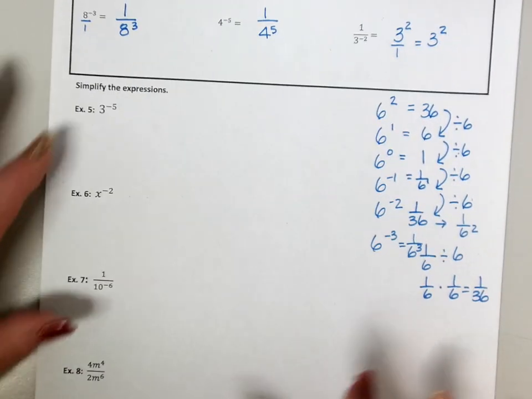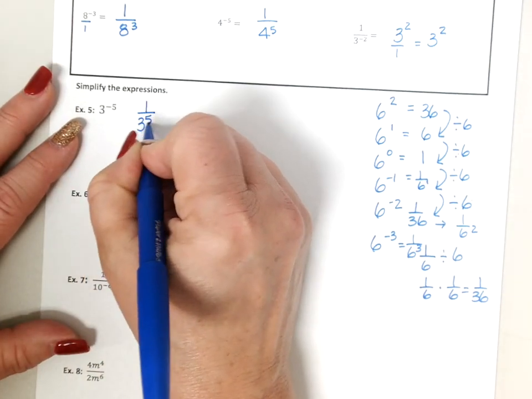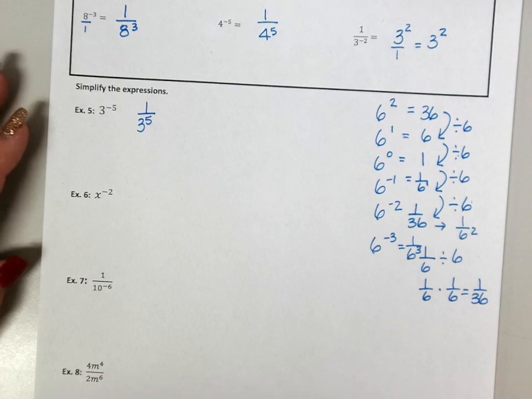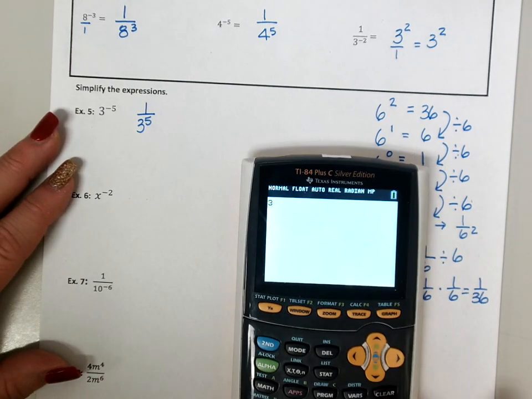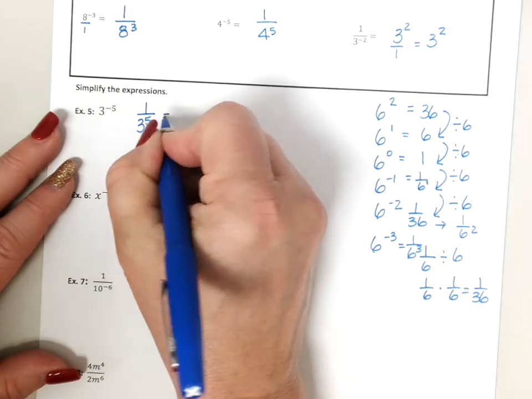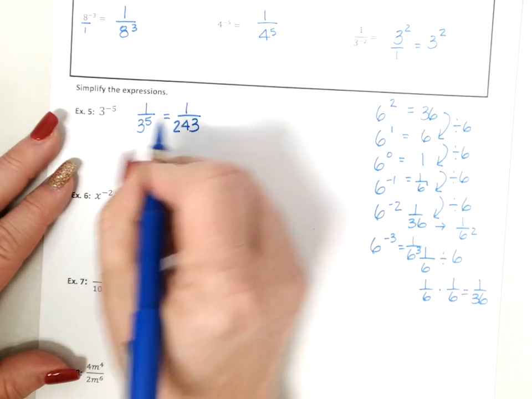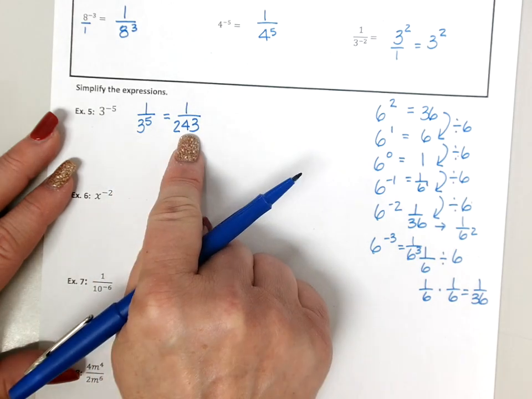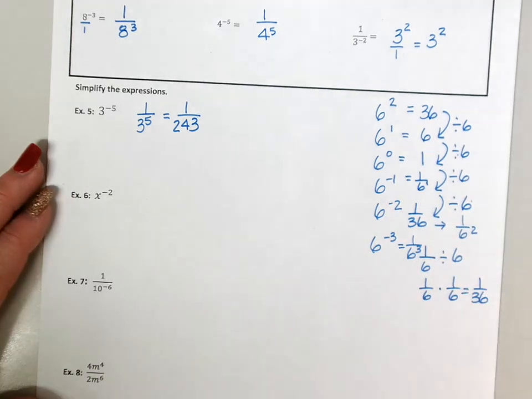Okay? So we're going to simplify this. We're going to flip it, and we're going to make it positive. If it then says that you need to get an answer for that, I would do 3 to the 5th on my calculator, which is 243, but it's not a negative 243. This is a mistake people make a lot of times. The 1 is still on top. The 3 to the 5th is on the bottom, which means the 243 would also be on the bottom.